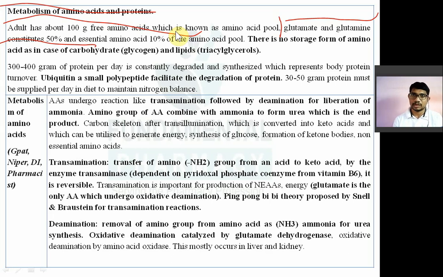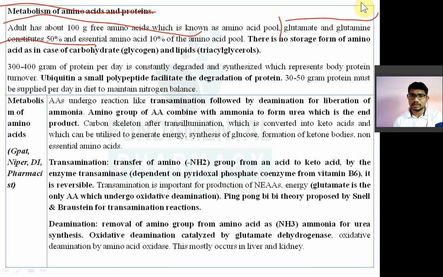PM-vital: phenylalanine, M is methionine, vital is valine, then isoleucine, threonine, tryptophan, and leucine, lysine. That's it. You can easily remember by just one trick, that is known as PM.